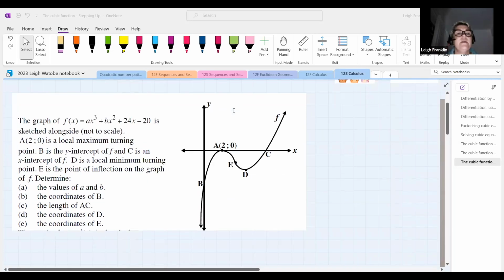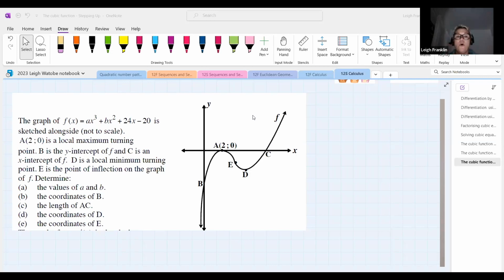All right, so the first thing that they want us to do, let's just read the information. It says the graph of f of x equals ax cubed plus bx squared plus 24x minus 20 is sketched alongside, not to scale. A, (2, 0), is a local maximum turning point. B is the y-intercept. C is the other x-intercept of this particular function. D is a local minimum turning point, and E is the point of inflection. So, first things first, they want us to determine the values of a and b.